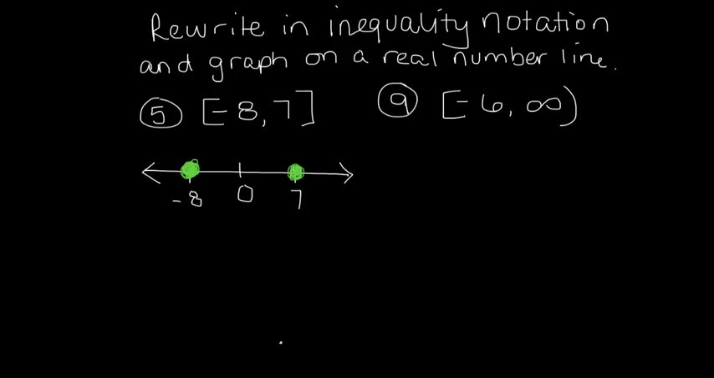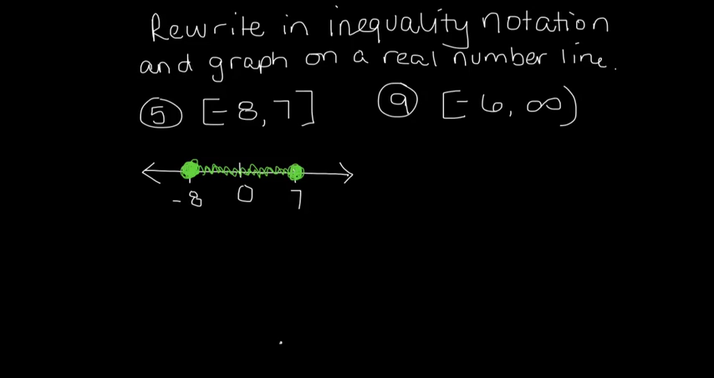And we also know that everything in between is also a solution, so we will shade everything in between. So the shaded numbers, or the numbers that are covered on the number line, represent the values between -8 and +7 inclusive. That's graphed on a real number line.